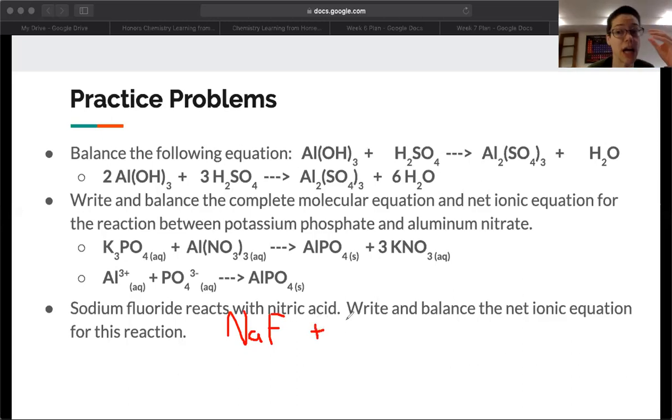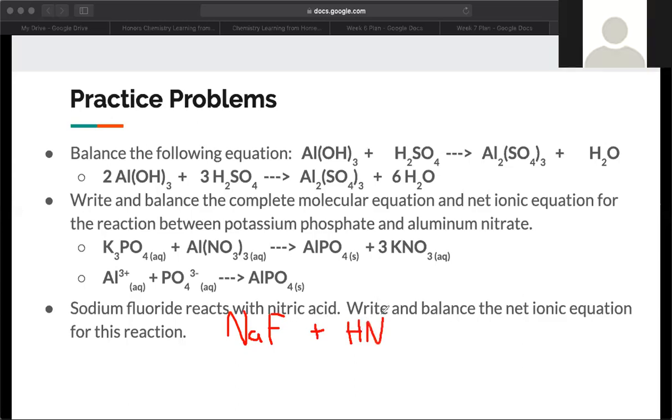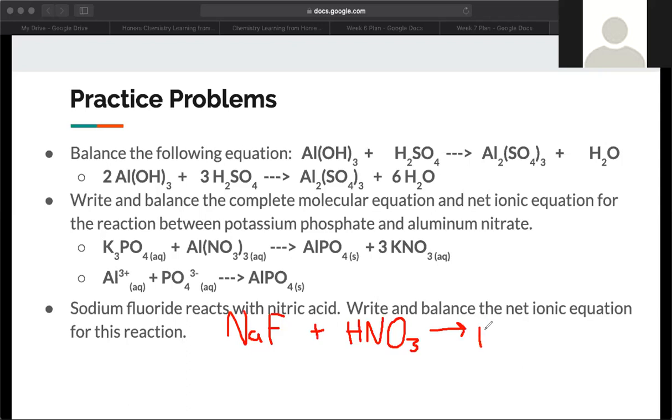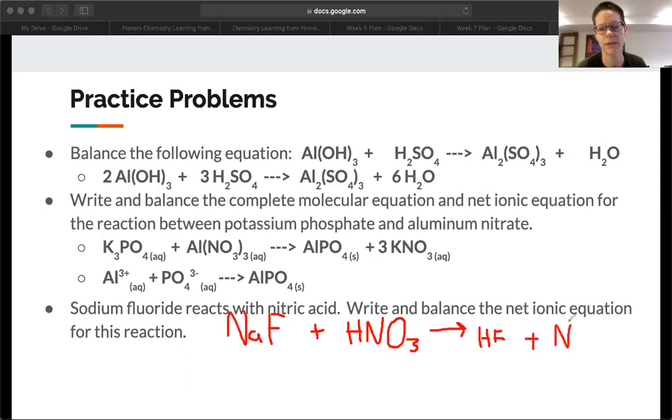Acids always start with a what? Hydrogen, right? Nitric comes from nitrate, so it's H. Oh, I'm on mute. Sorry. That's okay. I'm like, you didn't just hear me say H. HNO3. So what are the products here then? HF and NaNO3. Right. Hydrogen fluoride and sodium nitrate.